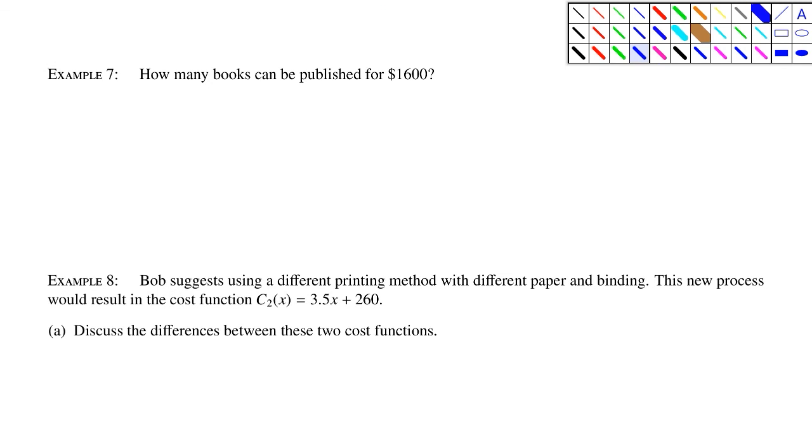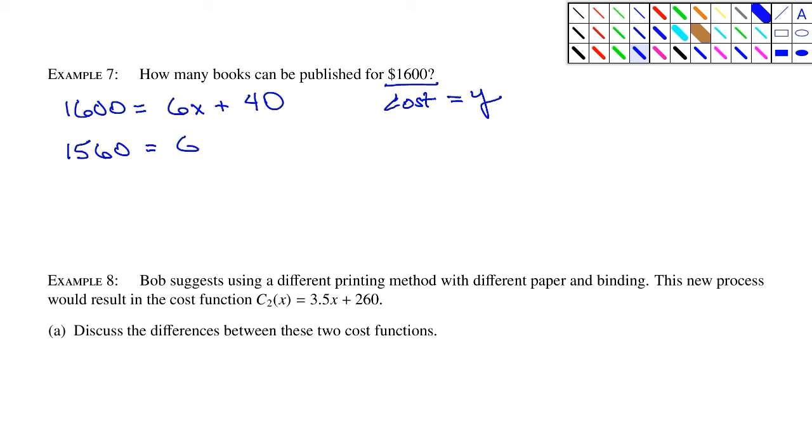Example 7. How many books can be published for $1,600? So the question is, what does $1,600 represent? That is a cost, because it's money, which means it's the y value. So I'm going to use the original equation again. I get $1,600 is equal to 6x plus 40. And now we solve for x. So move the 40 over. And get 1,560 is equal to 6x. And then divide both sides by 6, and we get 620. And the units would be books, because this is an x value.